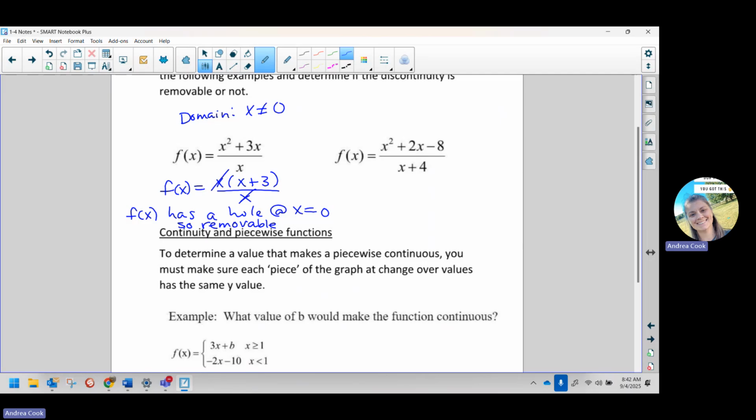Because what does this graph look like? x plus 3. It's a straight line. So basically, if I was going to graph this, it would look like that. So does the limit exist? You can find the limit from both sides, so that's why it's a hole, and that's why it's removable. All right, you want to try the next one?